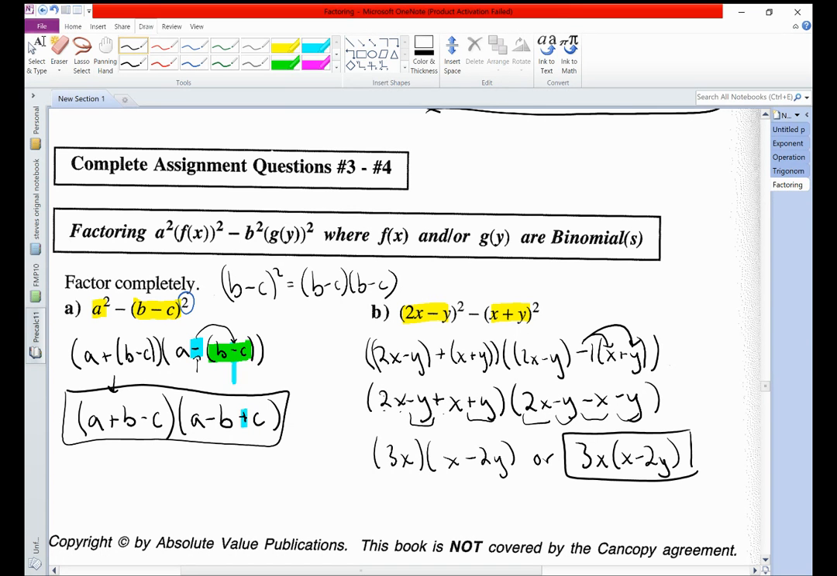Cool. That is looking at difference of perfect squares, but a little bit harder, and looking at some of them with binomials as well, or looking at difference of perfect squares ending up in another difference of perfect squares, so you have to do it twice. And that's pretty much it.